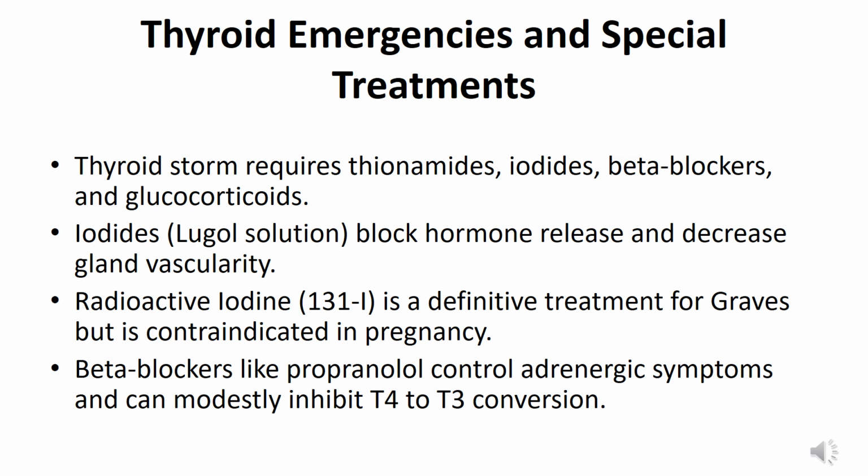Beta blockers are also essential in thyroid storm management. Medications such as propranolol help control the intense adrenergic symptoms caused by excess thyroid hormone. They reduce tachycardia, tremors, palpitations, anxiety, and sympathetic overactivity. Propranolol has an additional benefit because it modestly inhibits peripheral conversion of T4 into T3. This helps lower biologically active thyroid hormone levels even further.